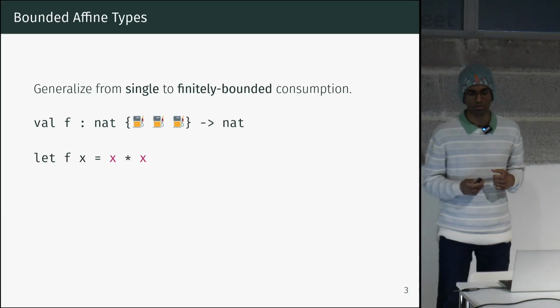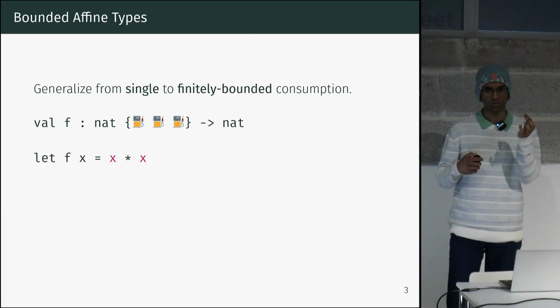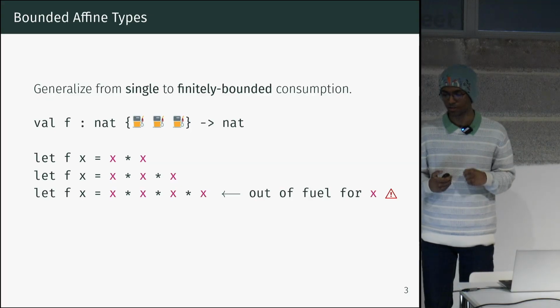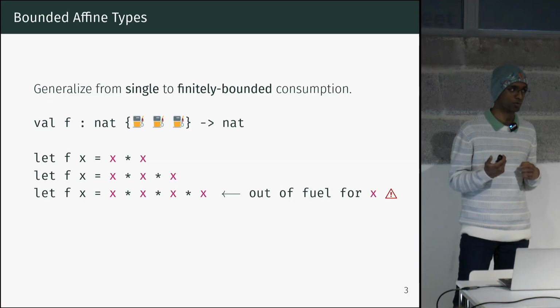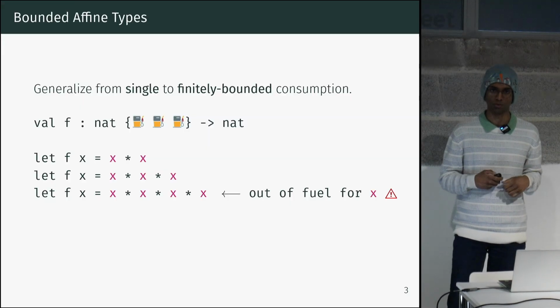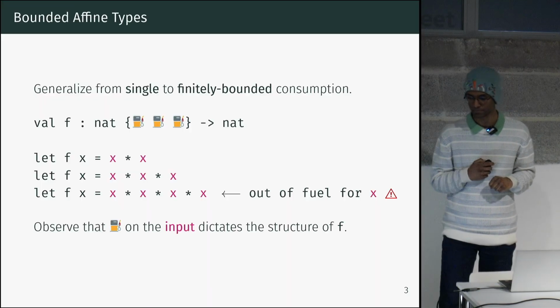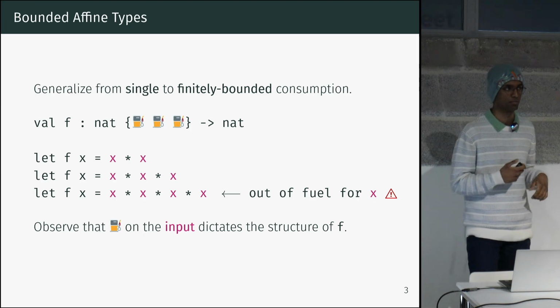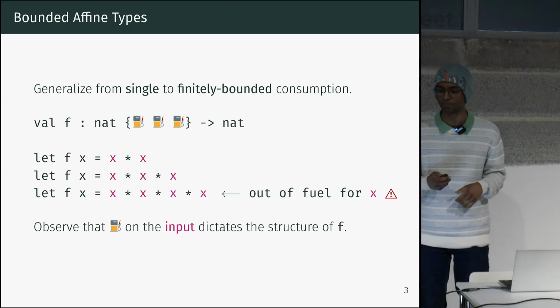The semantics of the fuel emoji is that each one indicates one allowed usage of the input variable. So I'm allowed to use x twice or thrice, but I'm not allowed to use x 4 times, because by the time I get to the 4th usage, the type checker says, okay, you've run out of fuel for x, so you can't use it anymore. So no dice. The thing to observe here is that the number of fuel emojis on the input dictates the structure of the body of f.